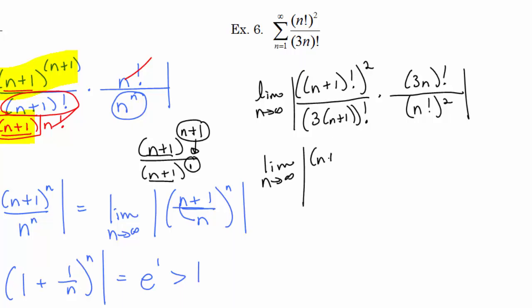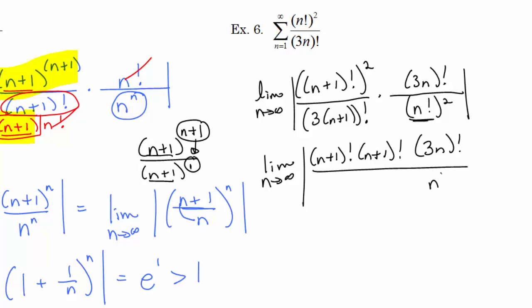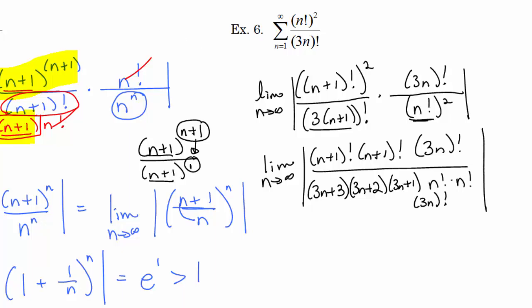So n plus 1 factorial squared means I have 2 of those. On top I have 3n factorial. On the bottom, that's n factorial times n factorial. But what is this? Well, if I distribute, it's 3n plus 3 factorial, which means that would be 3n plus 3 times 3n plus 2 times 3n plus 1, and I'm running out of room, times 3n, and I'm going to stop there. All right, why am I going to stop there? Because those are the same.